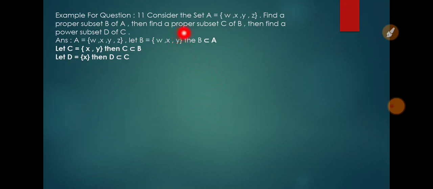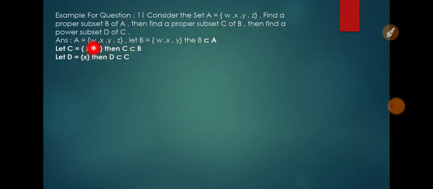Question number 11 is: consider the set A = {W, X, Y, Z}. Find a proper subset B of A, then find a proper subset C of B, and then find a proper subset D of C. Here we have A only. So first we have to make a proper subset out of this.